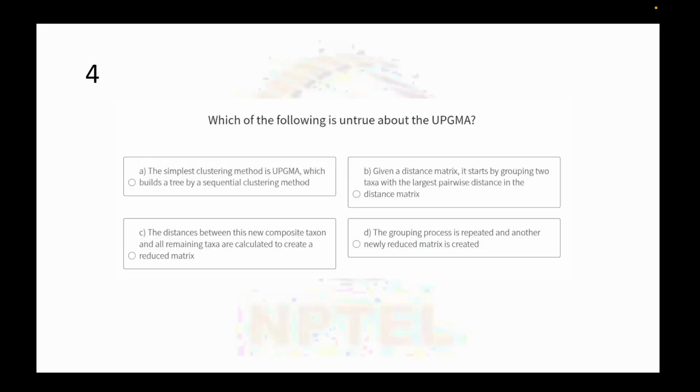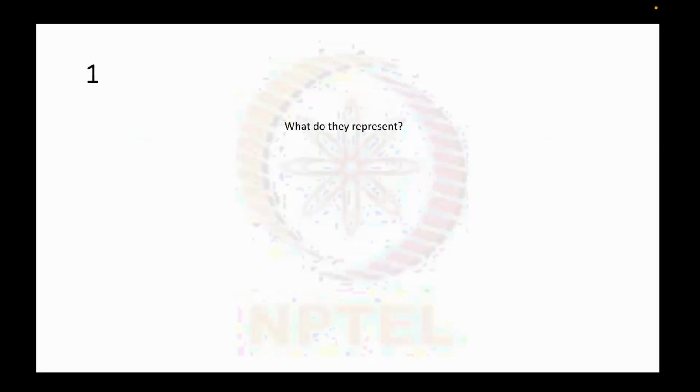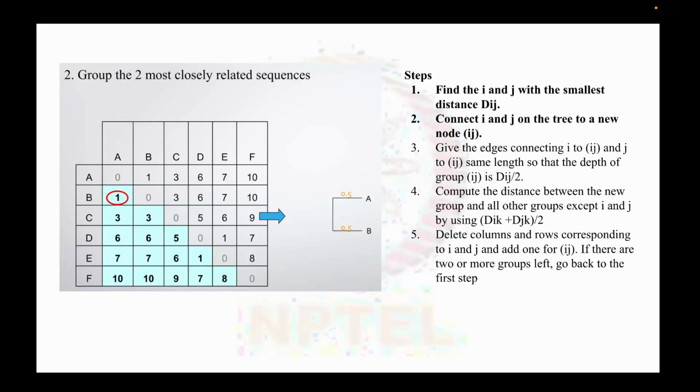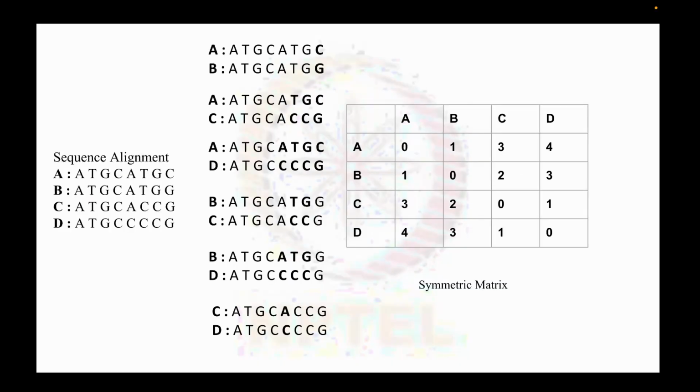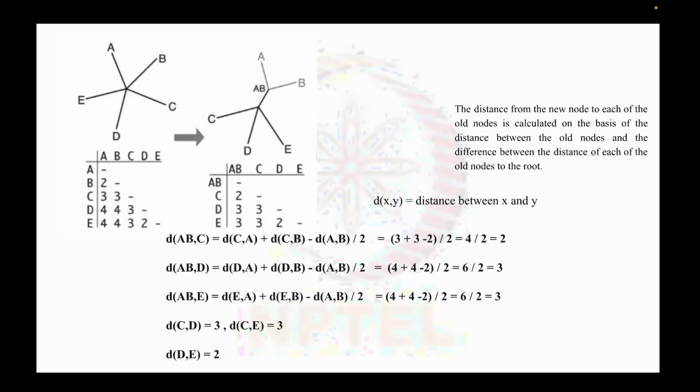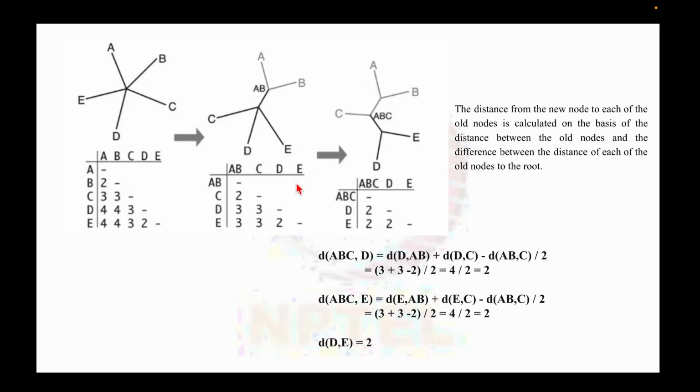So the distance between this new central taxon and all the remaining taxa is calculated to create a reduced matrix. So kindly observe the steps here. So the matrix has been reduced. The central composite taxa and remaining taxa distance has been measured. So now the matrix of 5 by 5 is reduced to a matrix of 4 by 4. Then in the next step, 3 by 3.